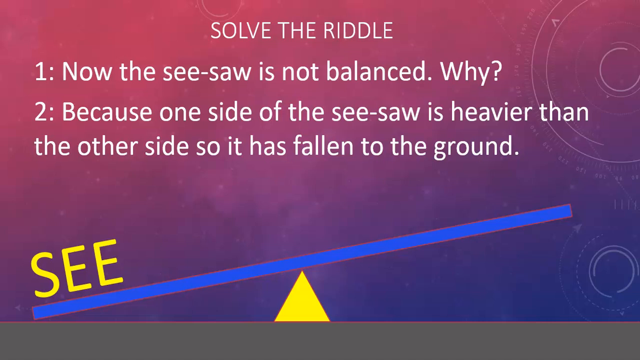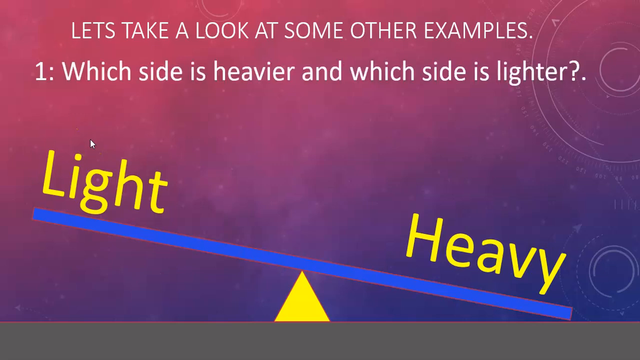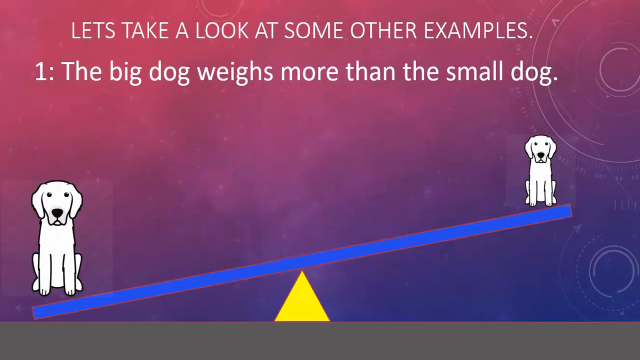Let's take a look at some other examples. In this picture, this side is light and this side is heavy. Because this side is heavy, it has fallen to the ground, and the lighter side has risen up. This seesaw is not balanced. In this example, the big dog weighs more than the small dog. Because the small dog weighs less, his side has risen up, while the heavier dog has caused this side to fall down. This seesaw is no longer balanced.